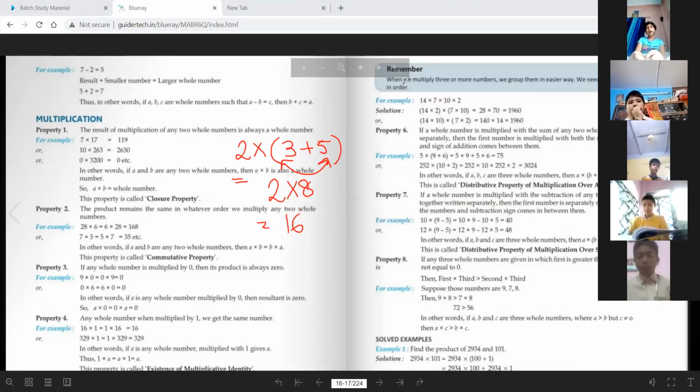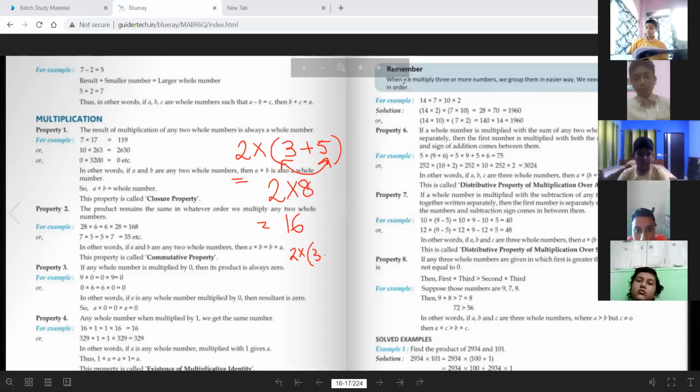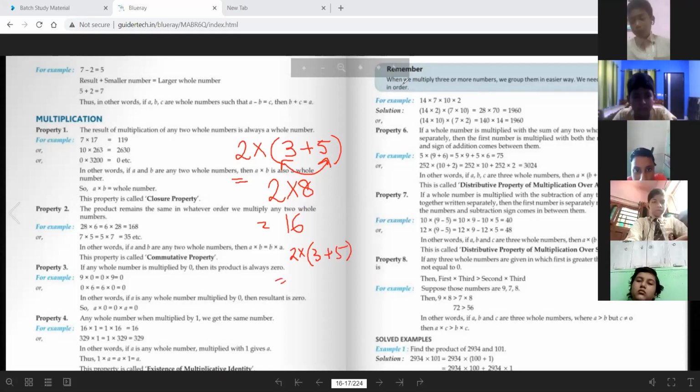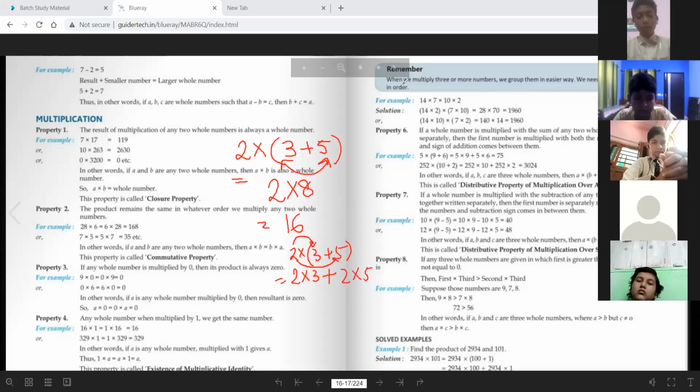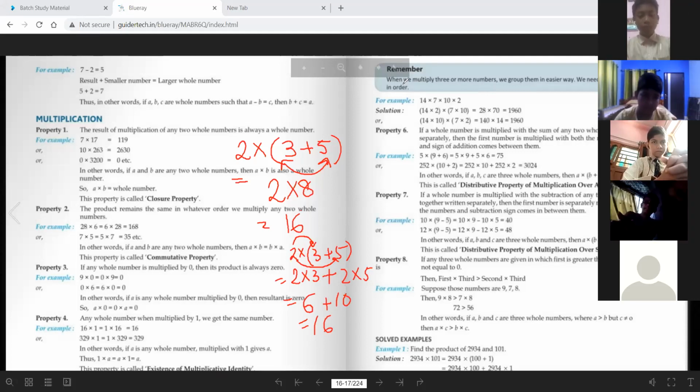Okay, so no problem. But one of my students told me, ma'am, if we do the same thing with a different approach, what will happen? We will multiply 2 into 3 first. After that we write plus. After that 2 into 5, we can do 2 into 5. I said yes, that is also giving you the same number. That is why it is called the distributive property of multiplication over addition. And the same property is holding for subtraction also.